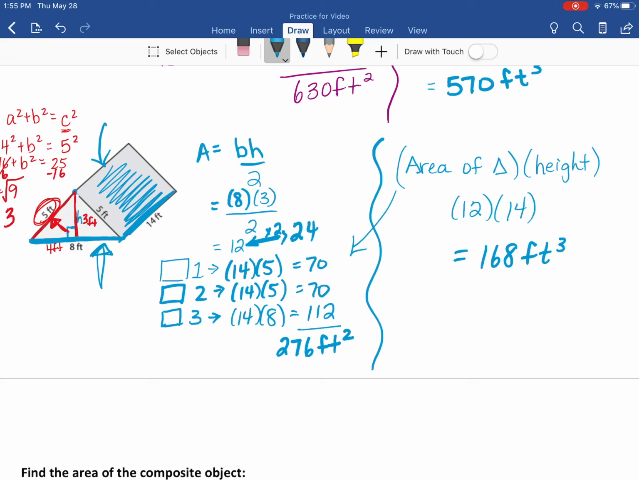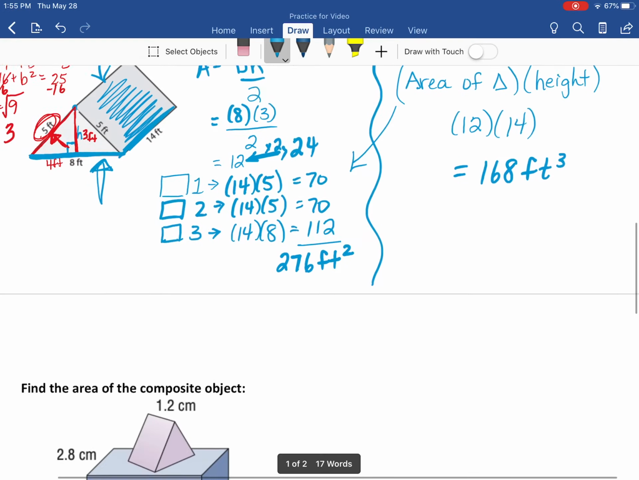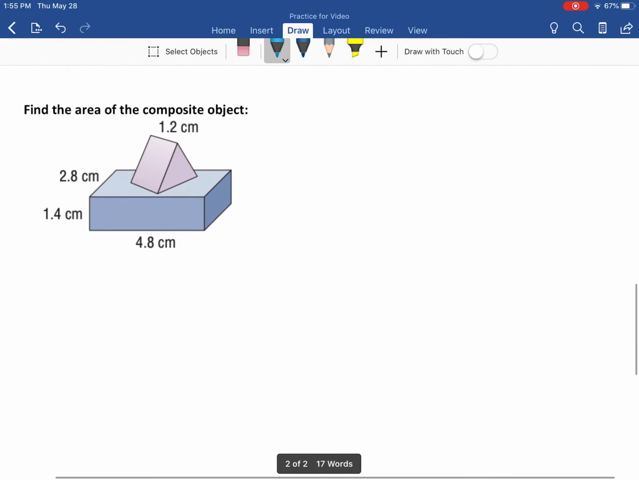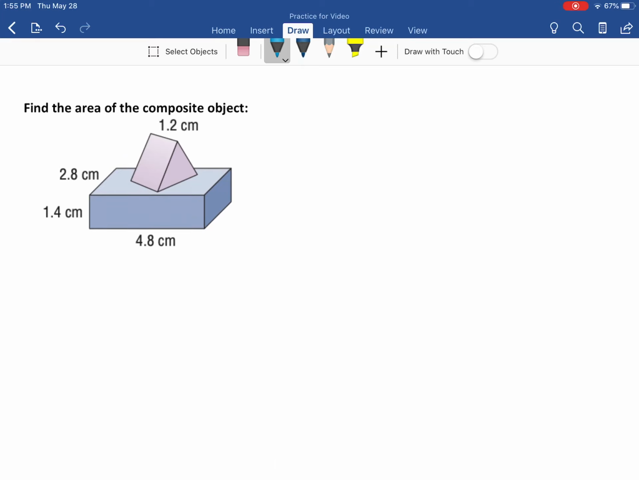So for the individual shapes, grade 9s, I want you to be doing both surface area and volume. When we get to the composite objects, so you have a second assignment of composite objects, you are simply doing the surface area, okay? So I'm going to break this up into two parts.